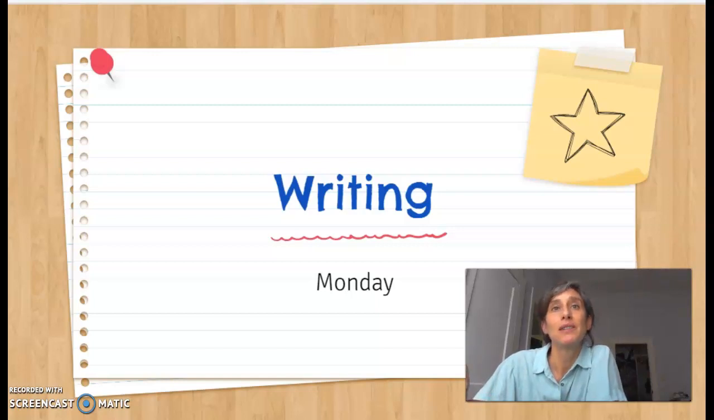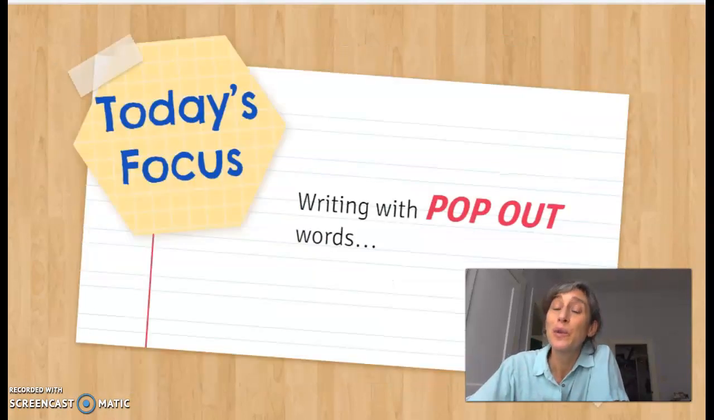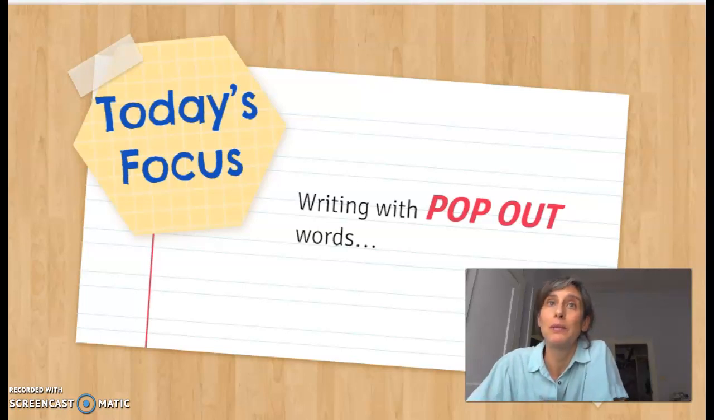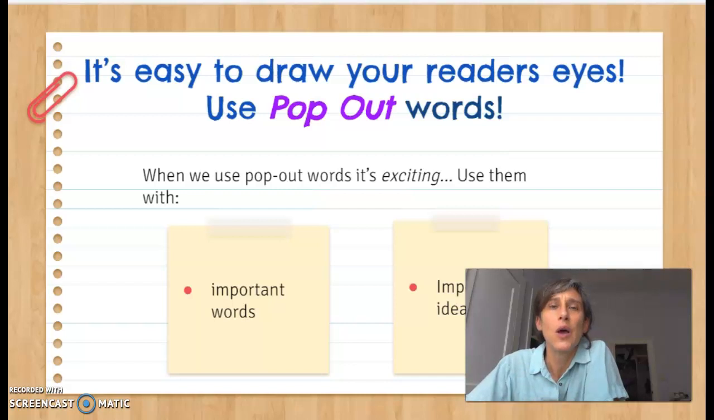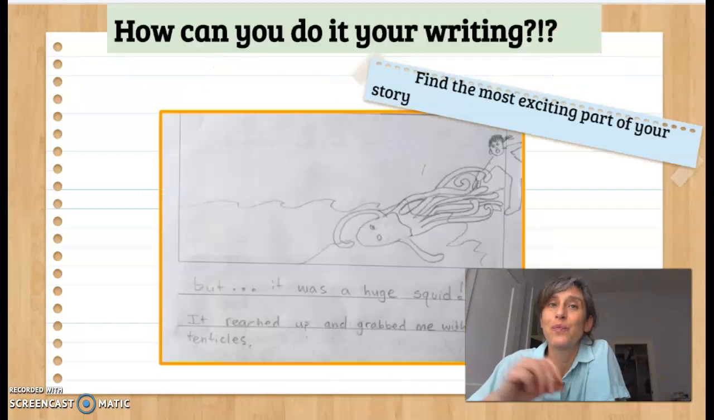Today we're going to be talking about something that we've been talking about quite a bit, so this will be a quick lesson. We're going to review a little bit today how to use pop-out words when we write. It's really easy to draw your reader's eye and get them kind of excited about what they're reading when you use pop-out words. You want to look for important ideas or words on your page to try this strategy with. How can you do it in your own writing?